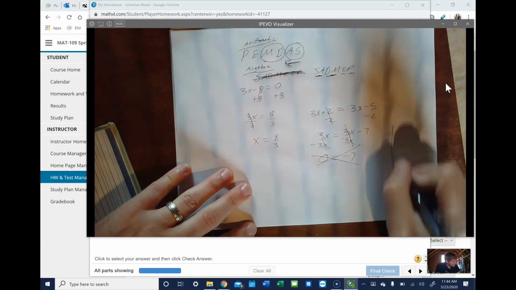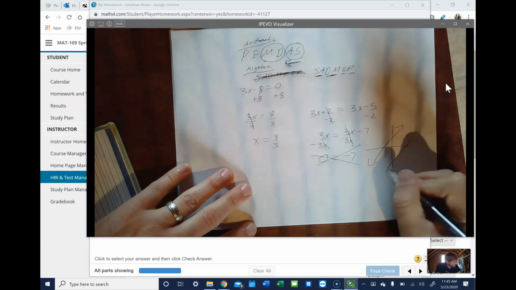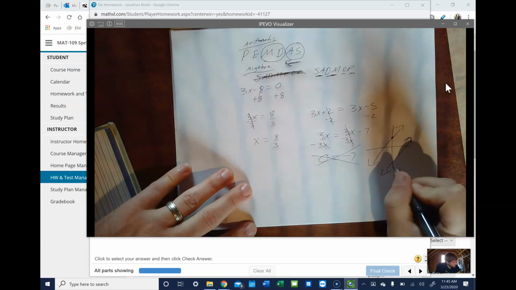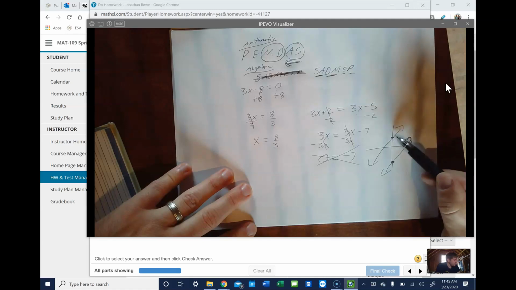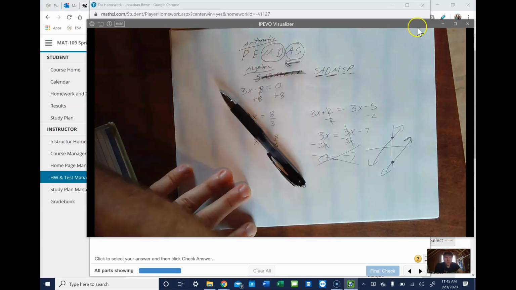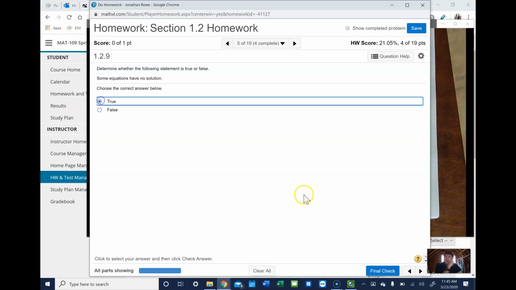If you look at a graph, 3x plus 2 is going to be a line like that. 3x minus 5 is going to be a line like that. So both of them have a slope of 3. This one will cross at +2. This one will cross at -5. But they're never going to cross each other. And they're always going to run parallel. And they will never have any point in common. They will never share a point. There's no value of x where these two lines will be the same point. So it is possible for equations to have no solution. So some equations have no solution. That is true.